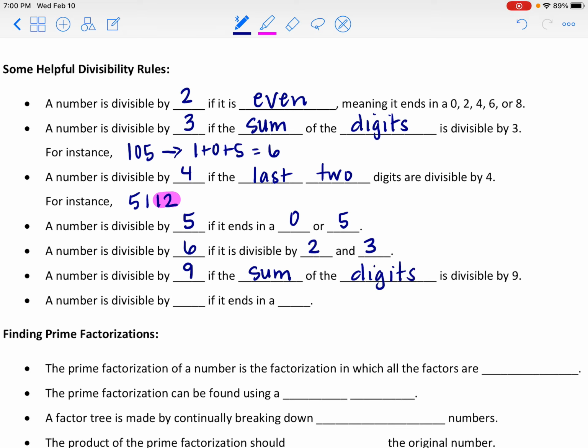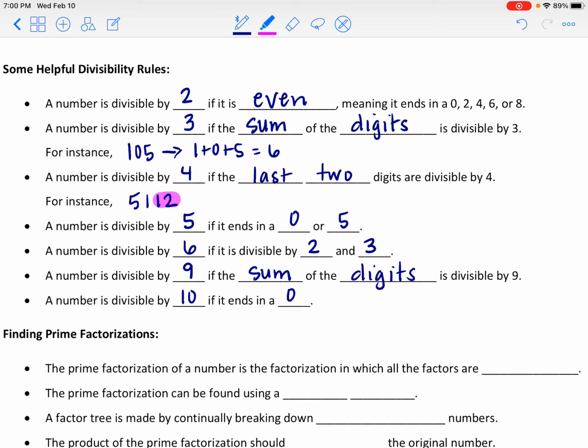And then the other one that's kind of helpful to know, and we actually probably know this one, is that a number is divisible by 10 if it ends in a 0. Okay? Now, I don't want you to stick all these in your memory and clog up space there. If you think they're going to be helpful, then by all means, hold on to them.